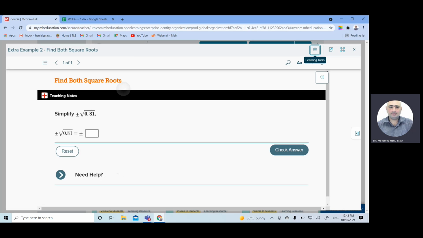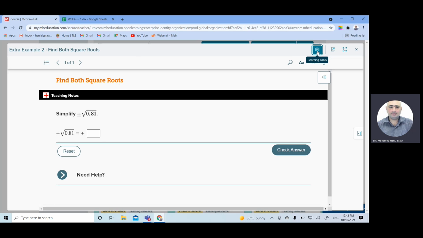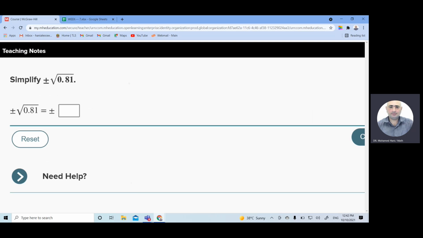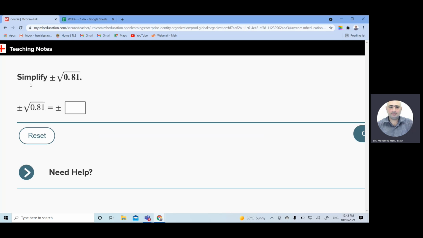Right. Now we have this example, and I want all of you to try to simplify it. So write this example, please. Okay. Here we have simplify minus plus the square root of 0.81. Try to take 81 without the decimal. Then tell me what is the number multiplied by itself equal to 81. 9.